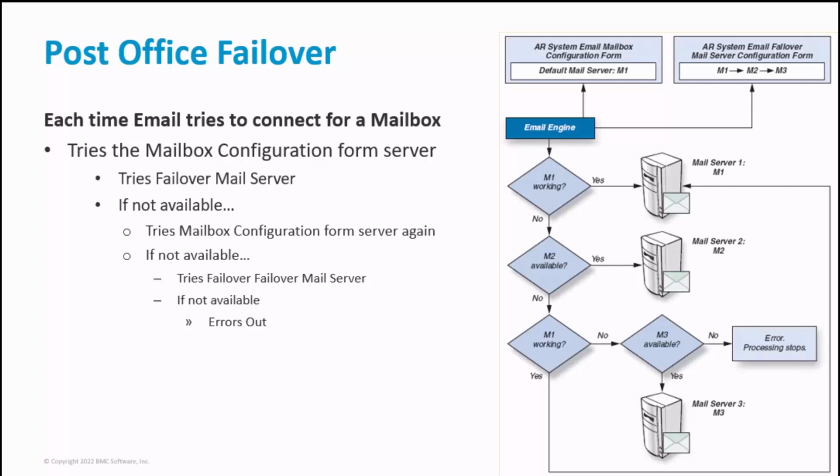If that server isn't available, it will once again try to connect to the original server that was configured in the mailbox configuration form. And if that server is still not available, it will try to connect to the failover mail server. So this is the backup that I just mentioned. And the diagram on the right is in the documentation, and it shows you how this process works. But the point is that you can easily set up fault tolerance for your post office.